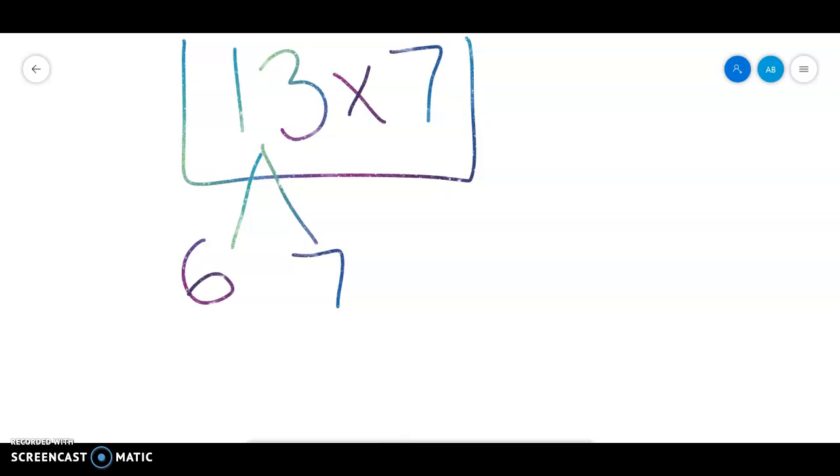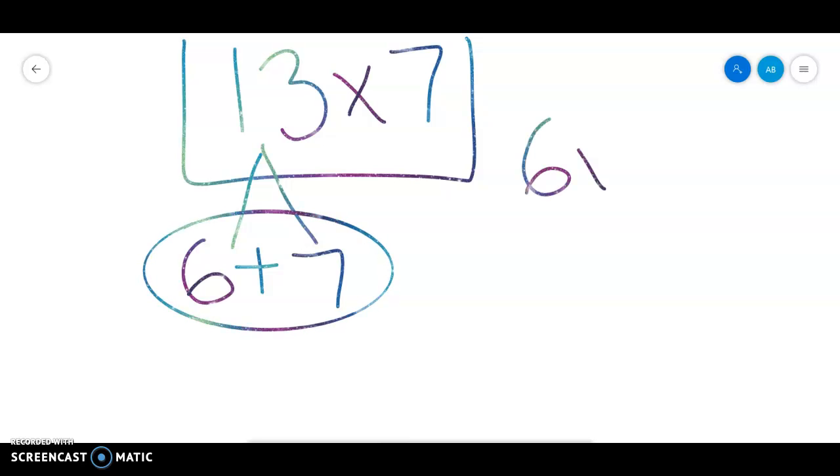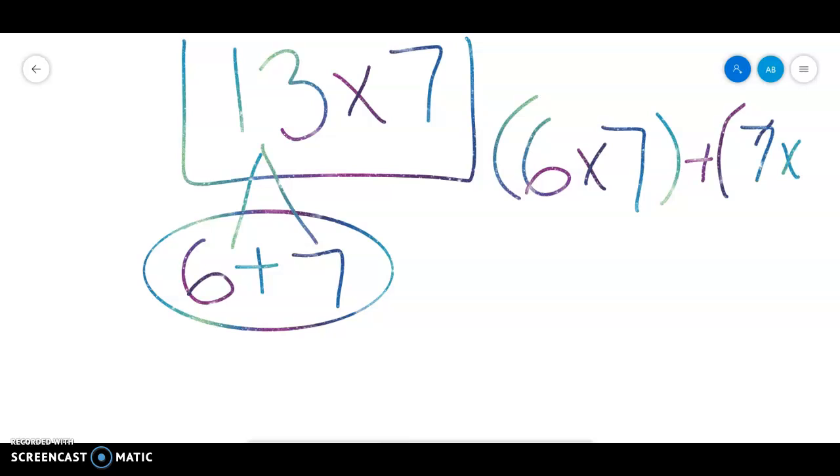Why did you use the numbers 6 and 7? Because 6 plus 7 equals 13. Does this make it easier for you to multiply those numbers by 7? Yeah. Okay, now show us what you're going to do next. Okay, now can you tell us why you wrote 6 times 7 plus 7 times 7?